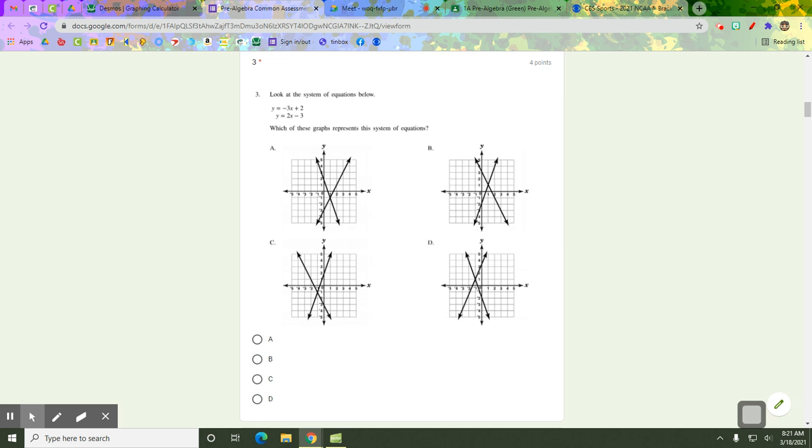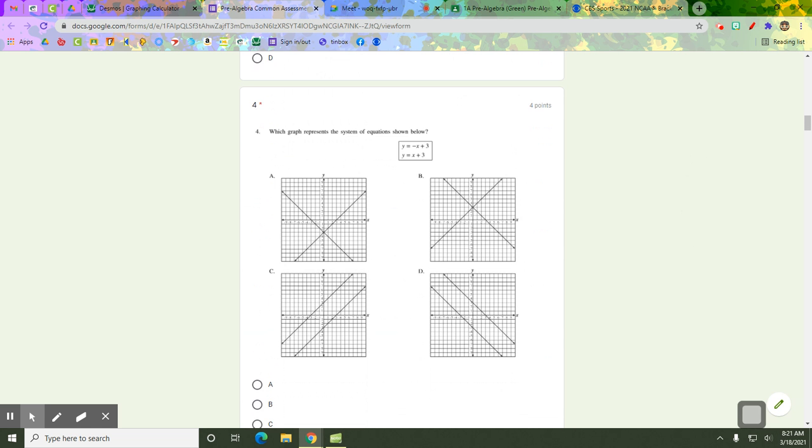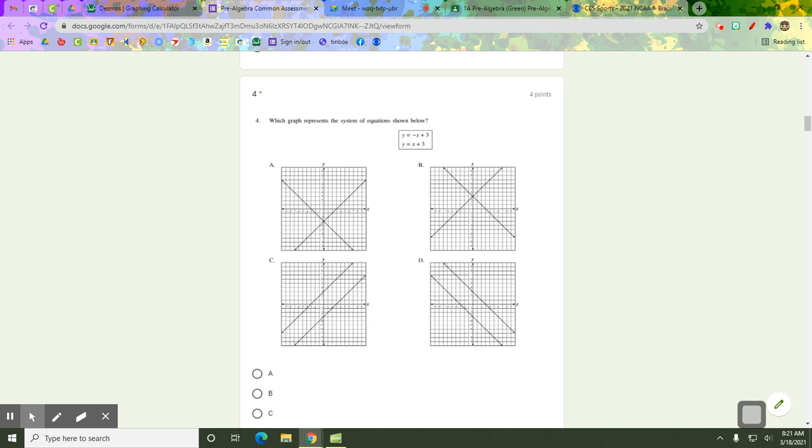We're going to go to the next one. Which graph represents the system of equations below? Again, plug it into your Desmos, and it'll give you that answer. Now, if we look at slope, we can eliminate C and D because these two have different slopes, which means they're not parallel.